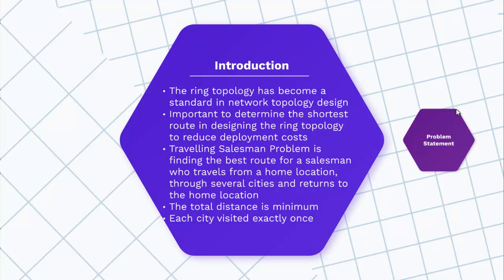TSP is finding the best route for a salesman who travels from a home location through several cities and returns to the home location, in such a way that the total distance traveled is minimum and each city is visited exactly once.